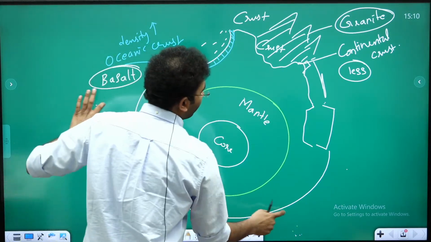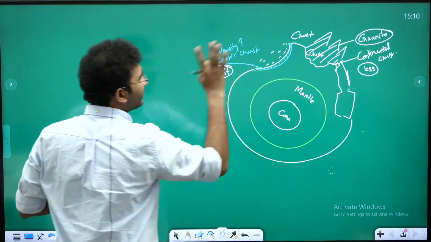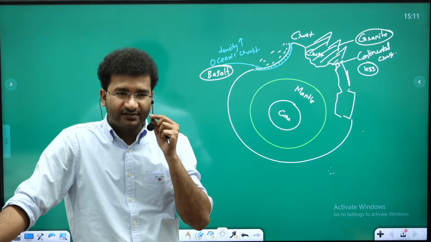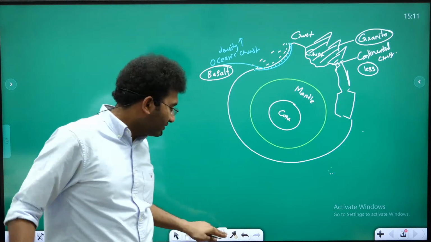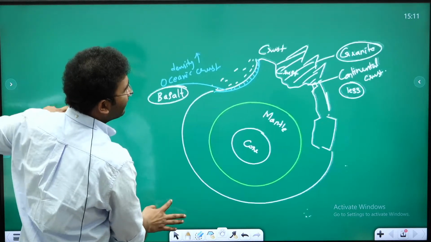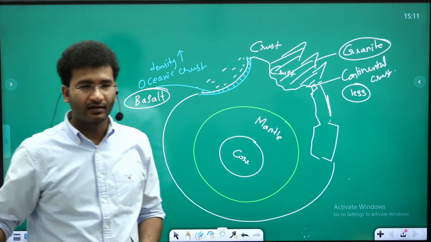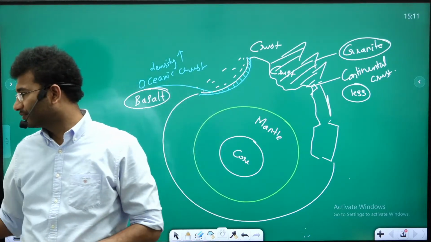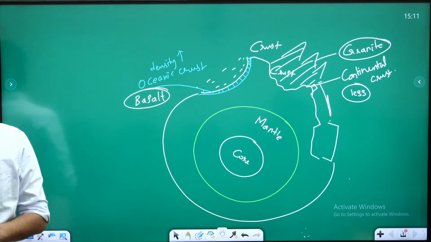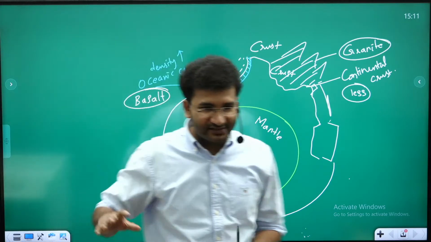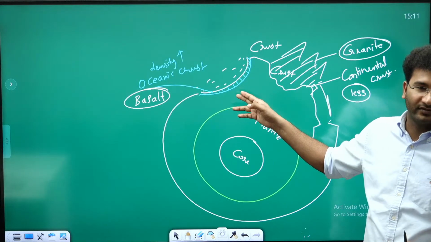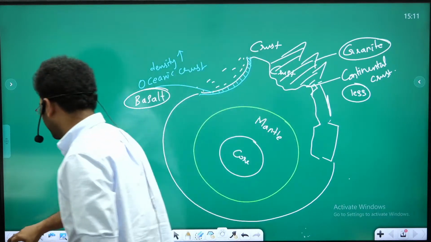So, why is this more dense? Why is this less dense? Can you tell me the reason? Pressure of what? Why is oceanic crust more dense as compared to the continental crust? If you are online and you know the reason, please post it in the comment section. Why is oceanic crust more dense and continental crust less dense? Yes? Because it is, what is deeper? आपका कहना ये है, सर oceanic crust काफी deeper है.